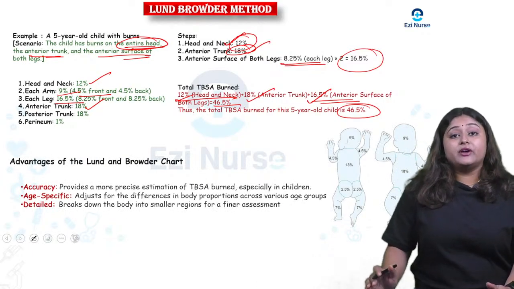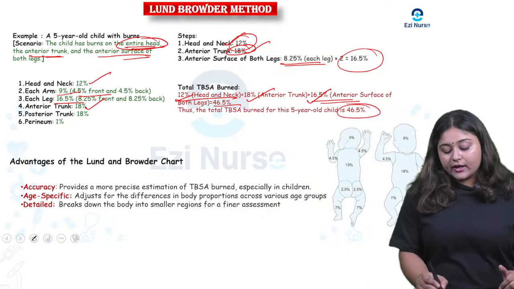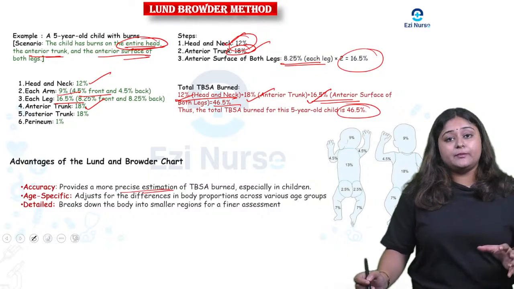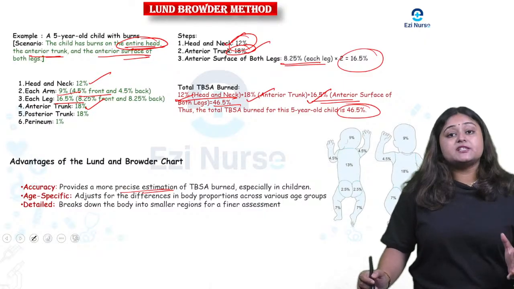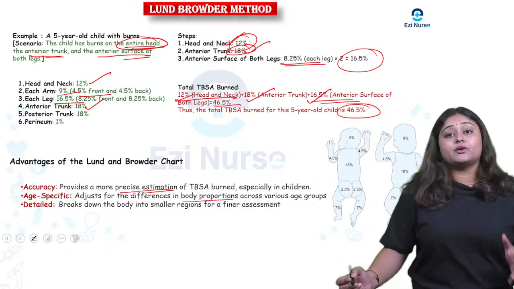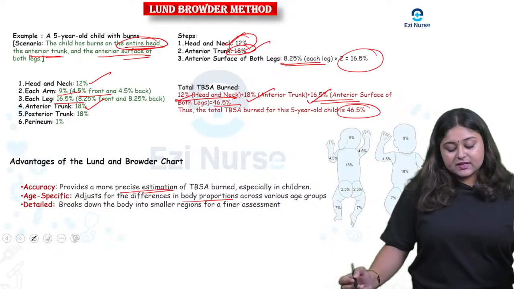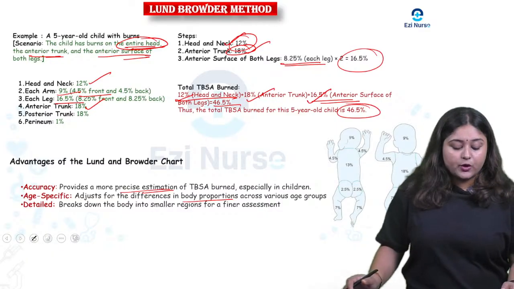Now come to the advantages. So what is the advantage? First is accuracy. It mainly provides more precise estimations of TBSA for the burn patient, especially in children. Age specific is nothing but it adjusts for the difference in body proportions across the various age groups. Next is the detail. So it breaks down the body into smaller regions for assessment.